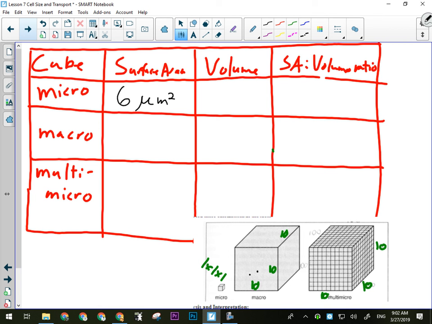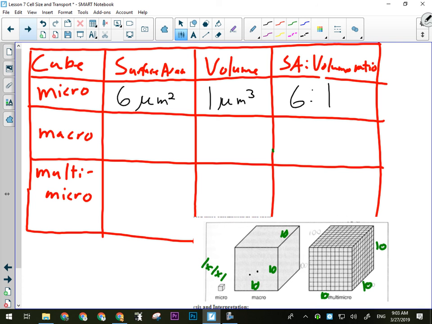What's the volume? 1, right? Length times width times height. The volume of this tiny little cell is 1 cubic micrometer. So my surface area to volume ratio is 6 to 1. Is that good? Yes, that's large surface area, small volume. That's good. So the surface area to volume ratio of our first normal-sized cell is 6 to 1. Those are good numbers.